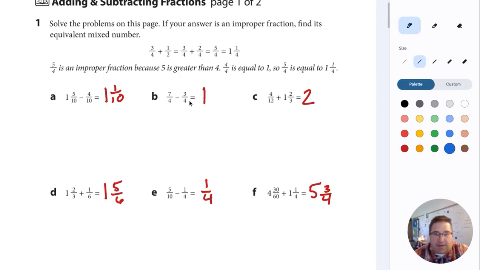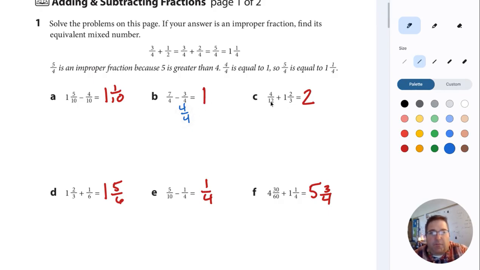B, we've got common denominators. So just 7/4 minus 3/4. Well, 7 minus 3 is 4, so 4/4, right? So that's where that came from. So yeah, 4/4, but that's the same as one whole.